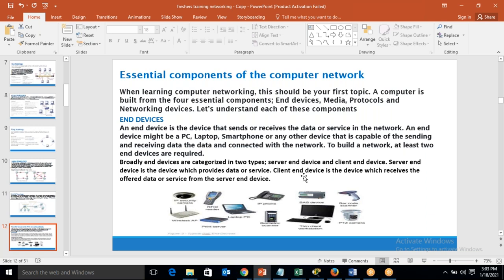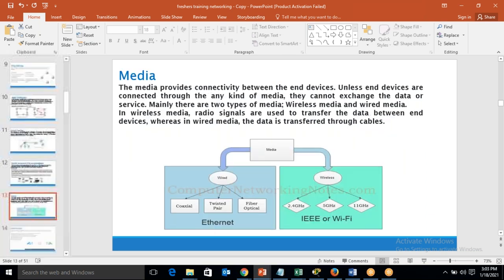Broadly, end devices are categorized into two types, that is the server end devices and the client end devices. Again, this is also basic stuff, where the server end device is the device which provides the data or service, whereas the client end device is the device which receives the offered data or service from the server end devices.